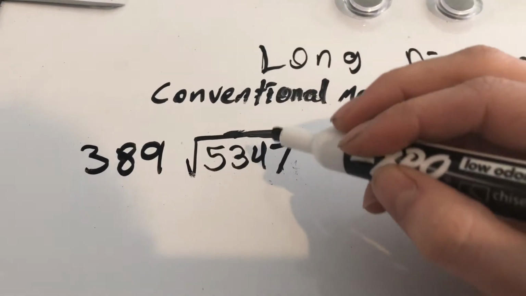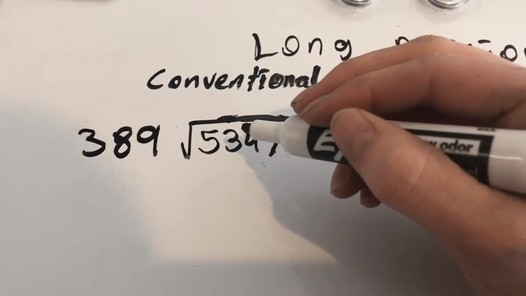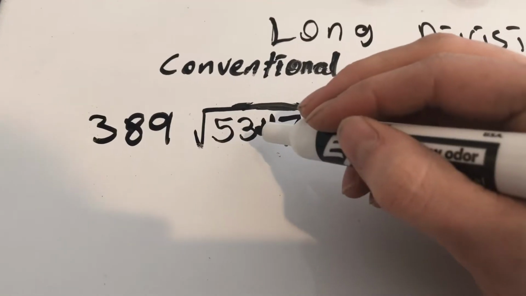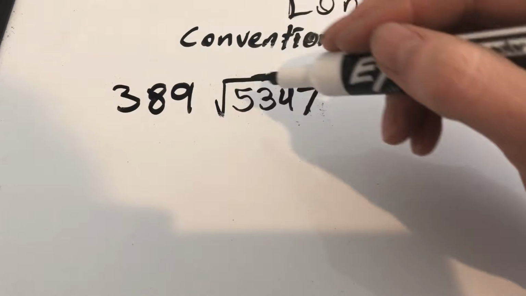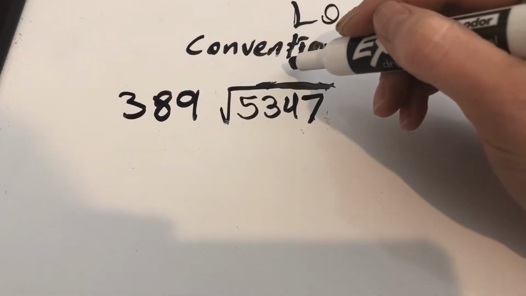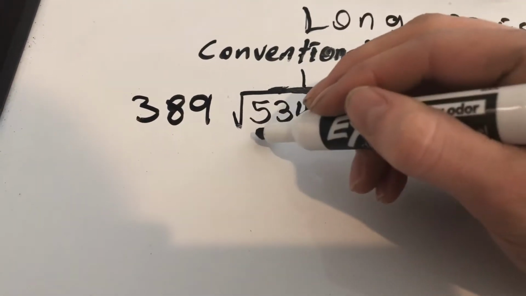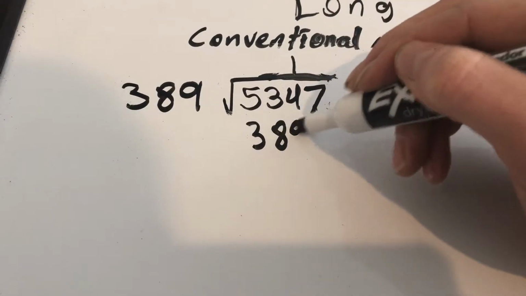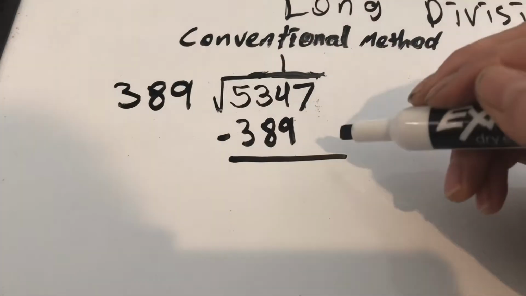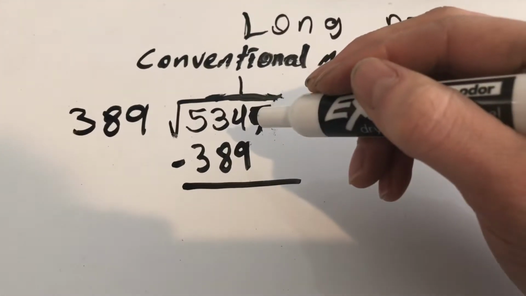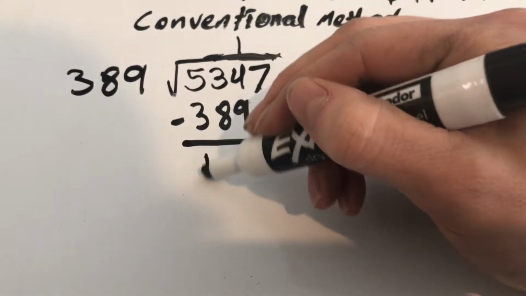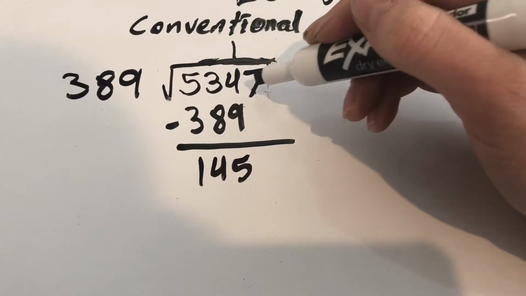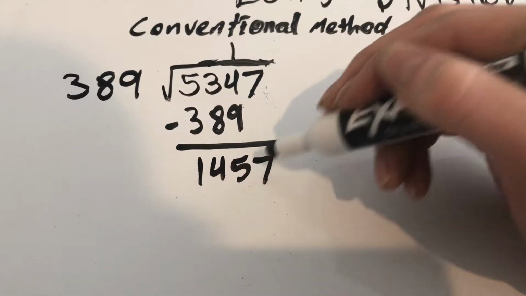5,347 divided by 389. Can 389 go into 5? No. Can it go into 53? No. Can it go into 534? Yes. 389 goes into 534 one time because 389 times 1 equals 389. So you're going to write 389 down here. Then we subtract 534 minus 389, which equals 145. Bring your 7 down.